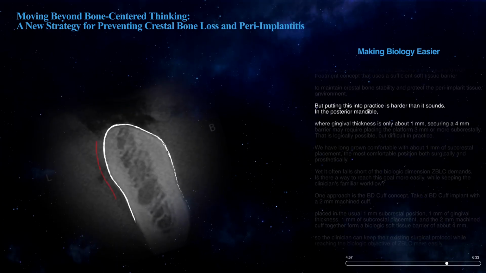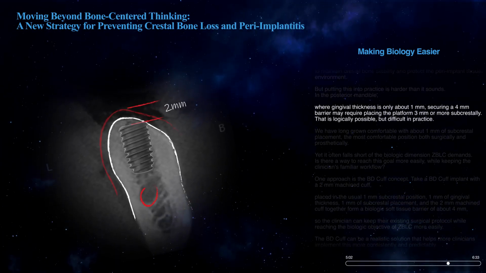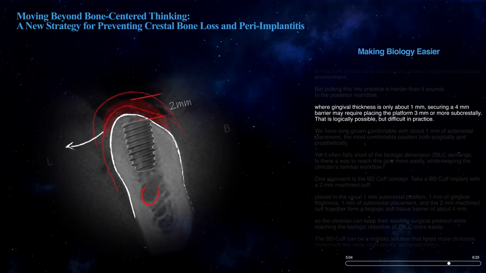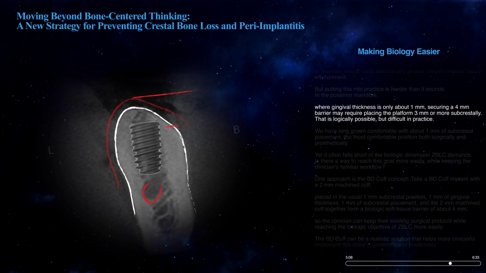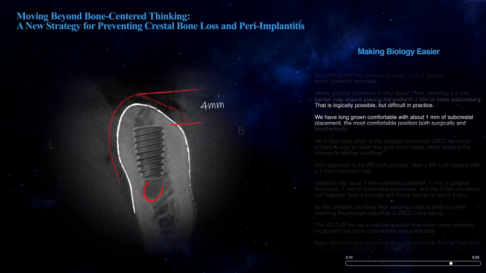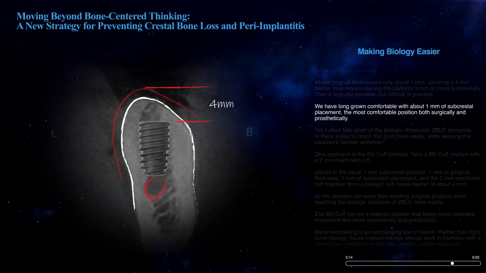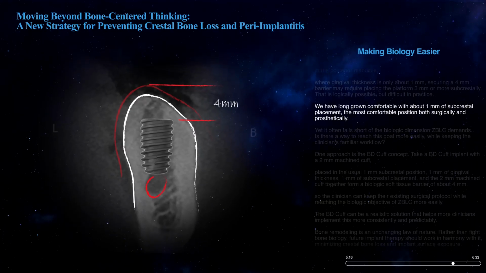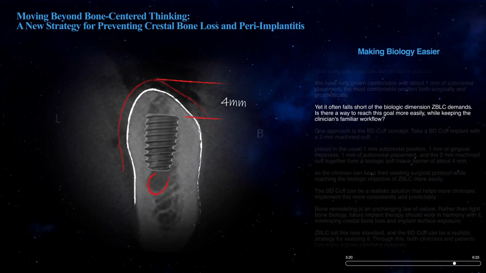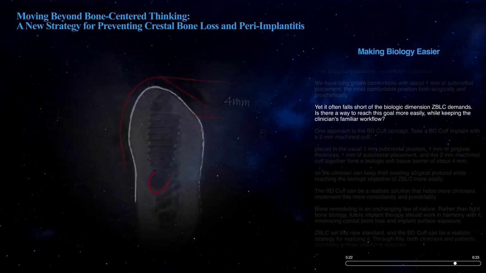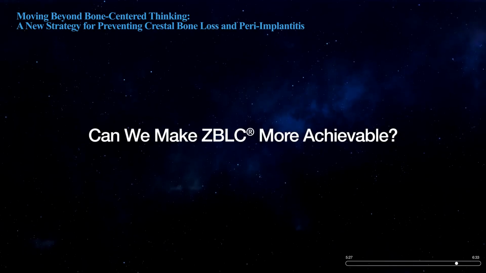In the posterior mandible, where gingival thickness is only about 1 millimeter, securing a 4 millimeter barrier may require placing the platform 3 millimeters or more subcrestally. That is logically possible, but difficult in practice. We have long grown comfortable with about 1 millimeter of subcrestal placement, the most comfortable position both surgically and prosthetically. Yet it often falls short of the biologic dimension the ZBLC concept demands. Is there a way to reach this goal more easily while keeping the clinician's familiar workflow?